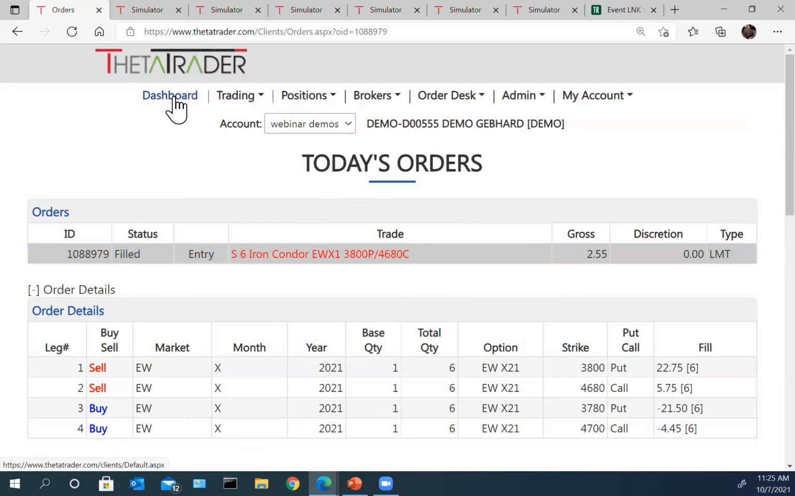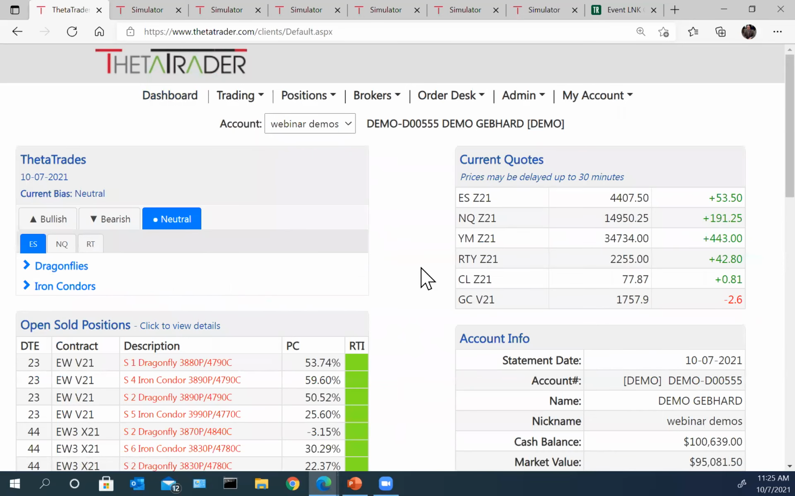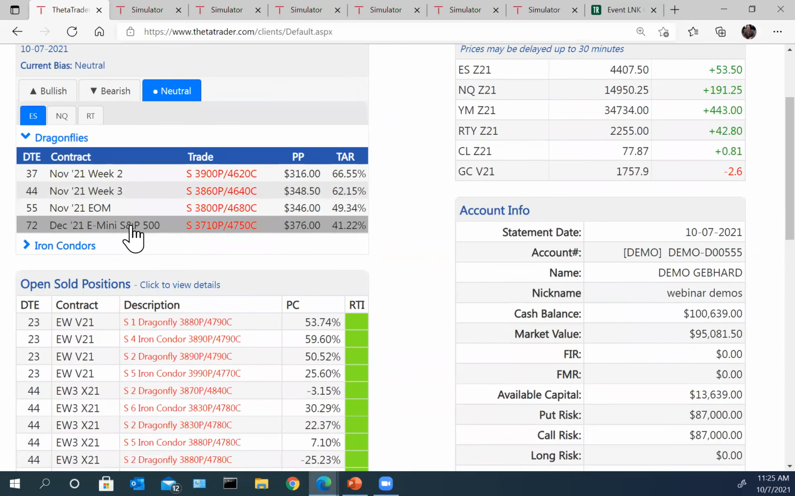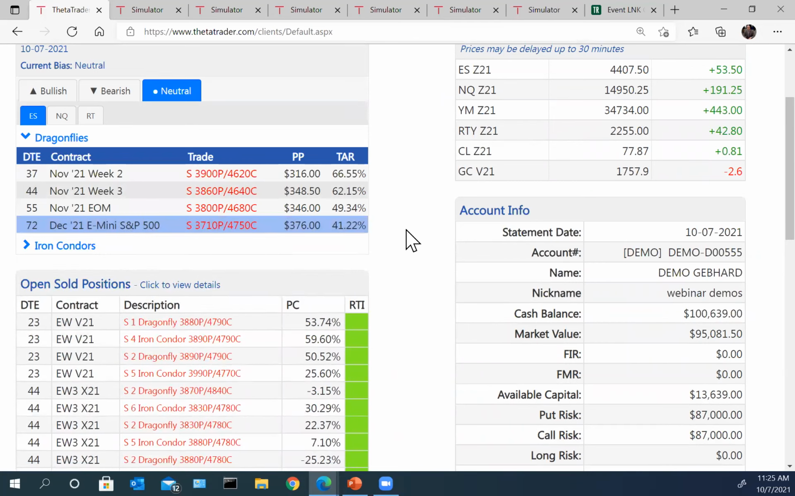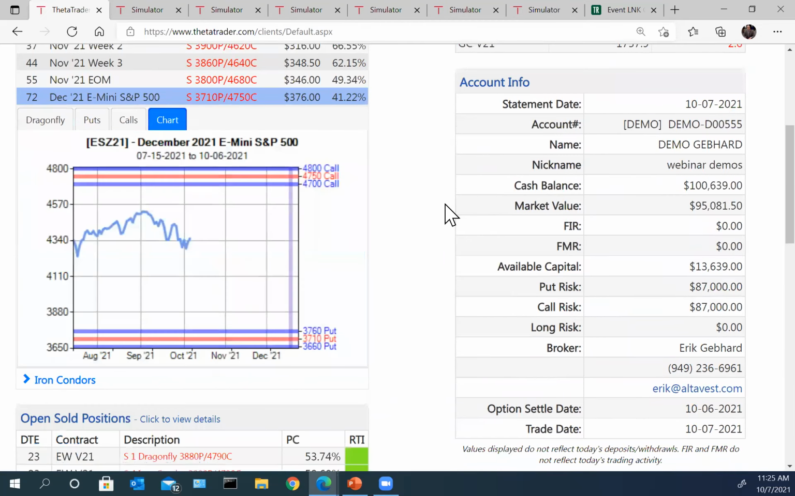And I'll show you now the proprietary strategy, the Dragonfly. Let me go back here. And then we're going to look at a really unique feature. We have some back testing simulations available. Here we have the Dragonfly, and we'll look at this one here, has 72 days. And again, the algorithm has built this for us. You can see the chart here.